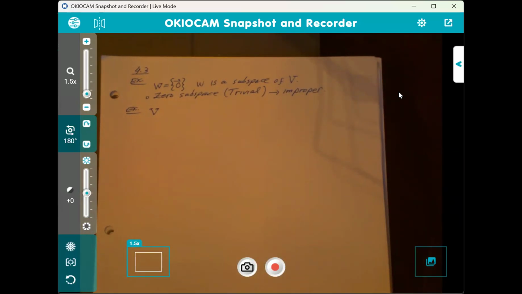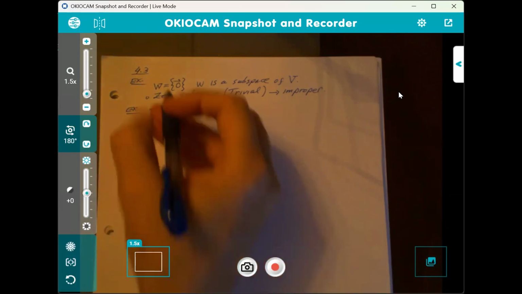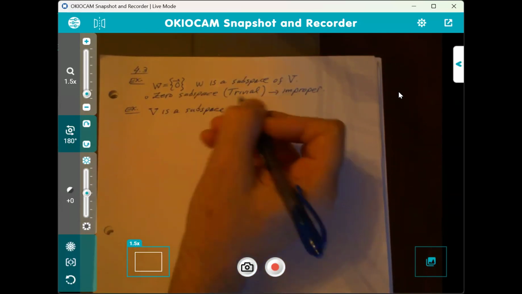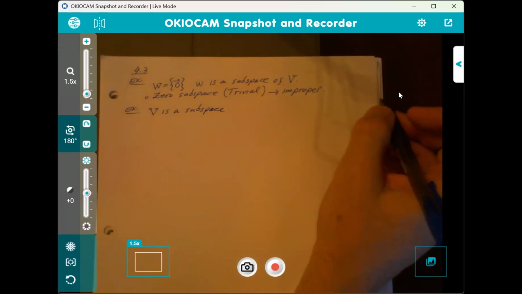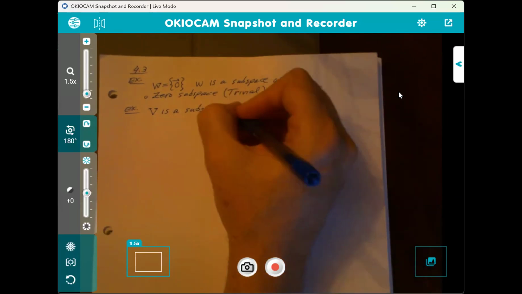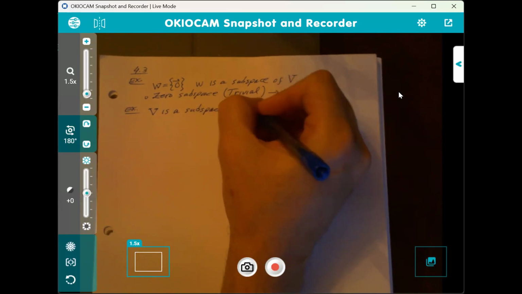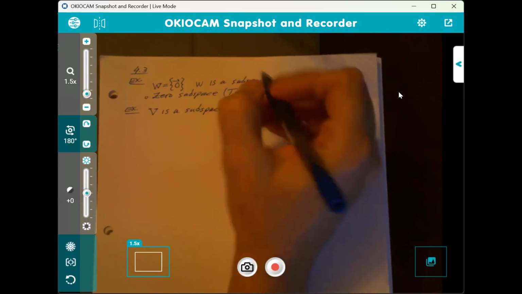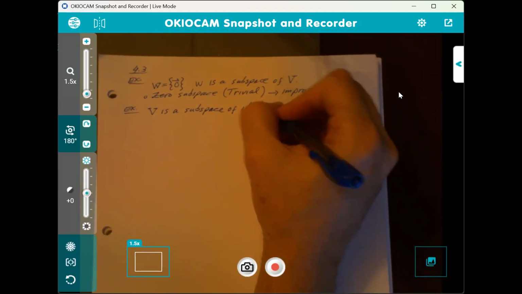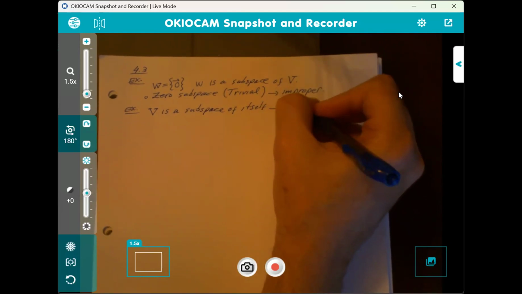Another example is the parent itself. What if I copy the vector space V onto itself? It's like duplicating a file, folks. Like you create two versions of the same file. So V is a subspace. Every vector space is a subspace of itself. This is also trivial, folks. Again, I'm just showing you examples. These are really not going to do anything for us. This one is also trivial or improper.